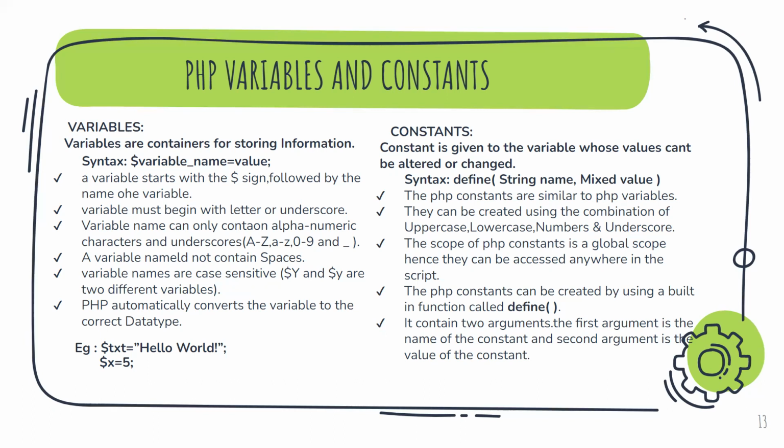There are also some rules for declaring a variable name. A variable must always begin with the dollar sign, and the name can contain alphanumeric characters and also an underscore. Here an example is shown. There is a text variable, and to that the hello world string is assigned. Then x is another variable, 5 is numeric, and 5 is assigned to x.